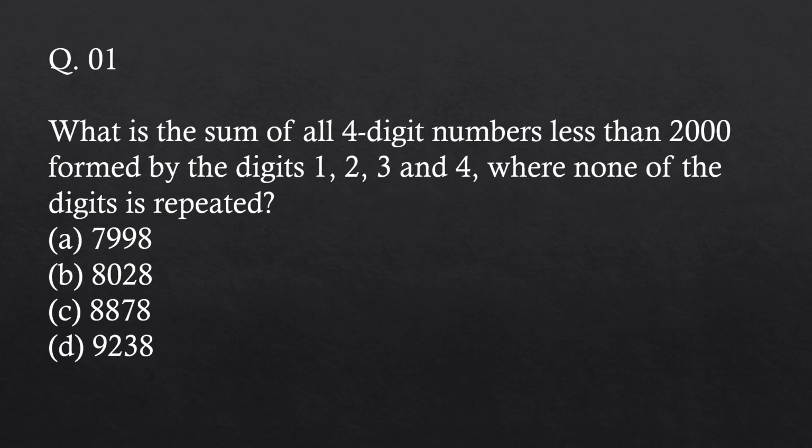What is the sum of all 4-digit numbers less than 2000 formed by digits 1, 2, 3 and 4 where none of the digits is repeated? It means all the digits should be distinct, and here first we will make a range because all the numbers should be less than 2000, meaning the greatest number would be 1999, but as per the question all digits should be different and the first number must be greater than 1000. Why? Because that is the minimum 4-digit number.